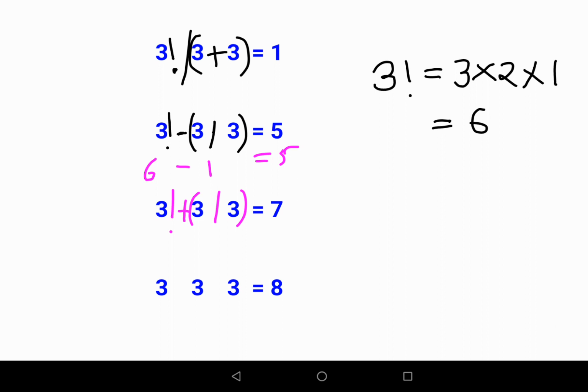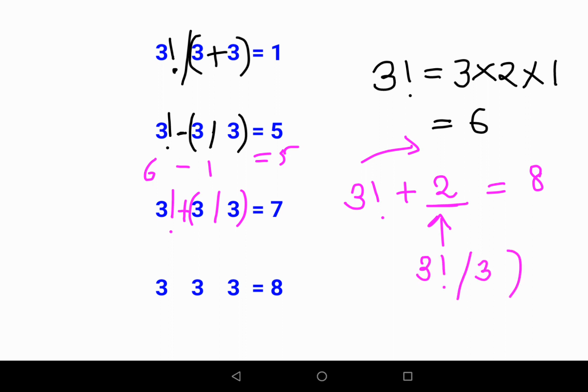Okay, so now for 8. So now please understand, for 8 it is a bit different. Okay, what we'll do is, see, we'll take 3 factorial. Then, 3 factorial is what? That is 6. So what we need over here is the value of 2. Correct? So we need the value of 2 to make it 8. Now how will you make this 2? So what you will do is, you will do 3 factorial over 3.